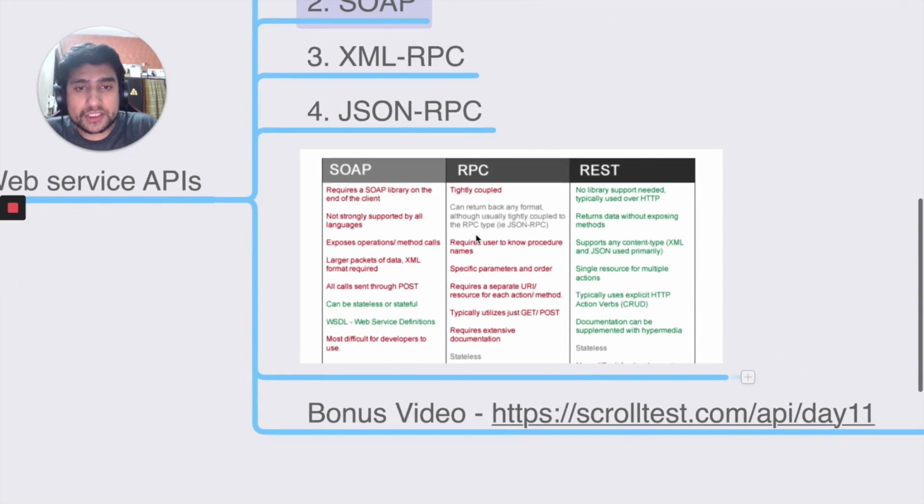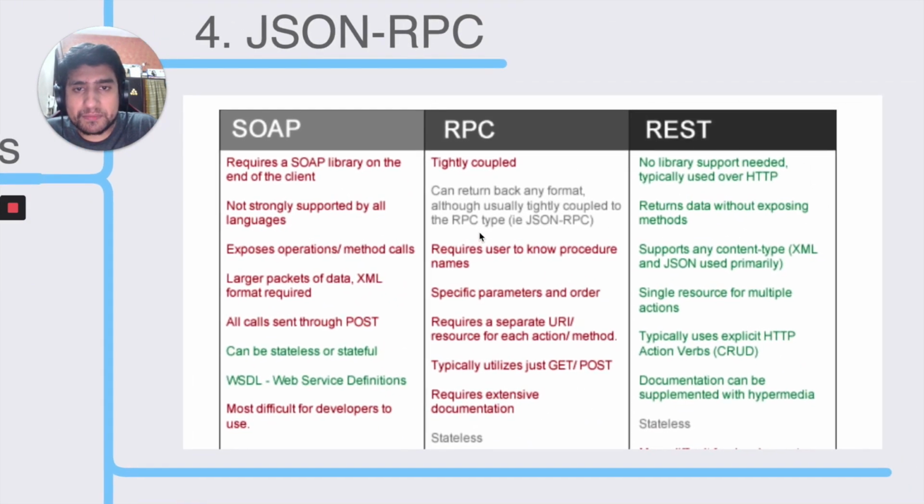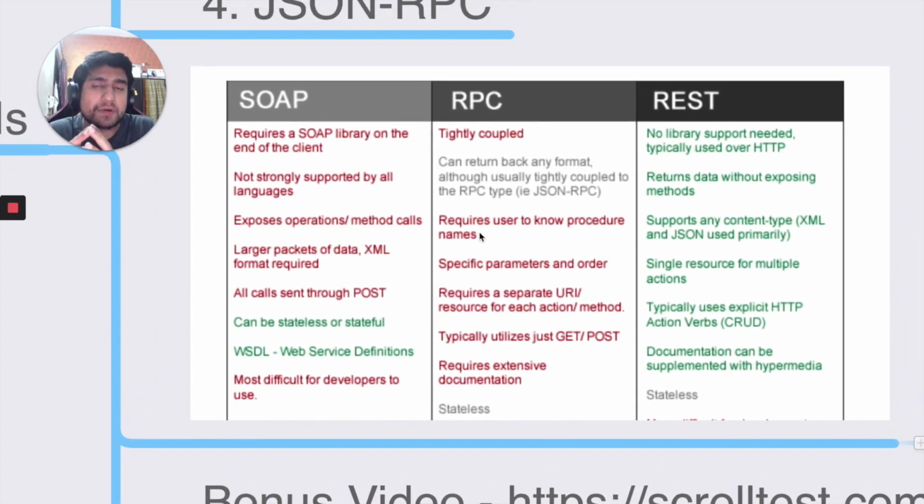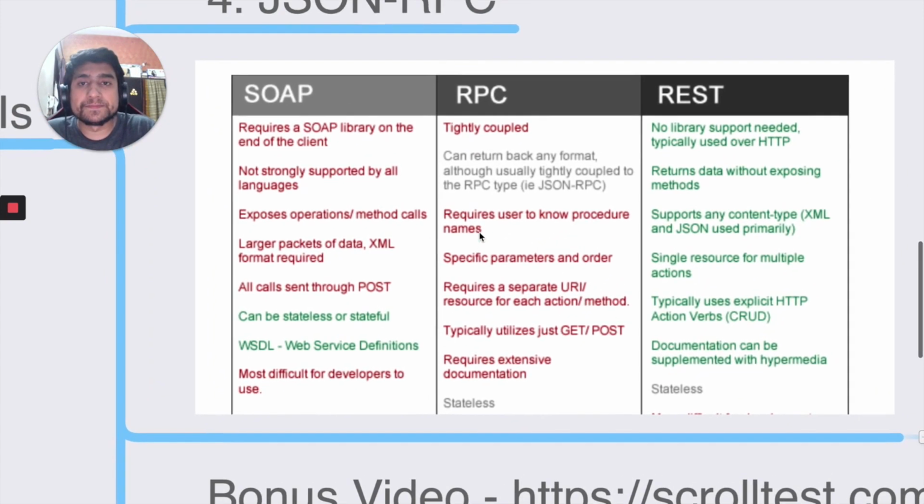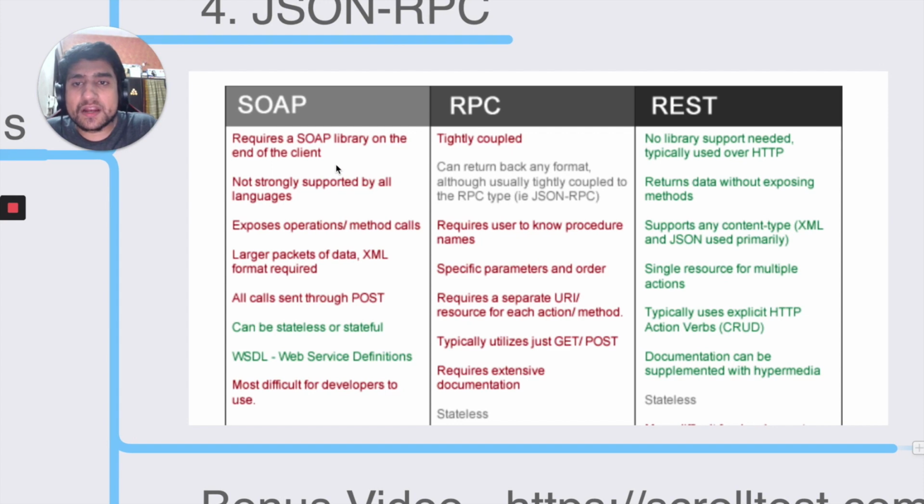So let me zoom in a little bit on the diagram so that we can differentiate between all three of them. JSON-RPC will also be explained. This is one of the diagrams that I have taken from a source that you can check out in the description. All credit goes to them. SOAP requires a library on the hand of a client.